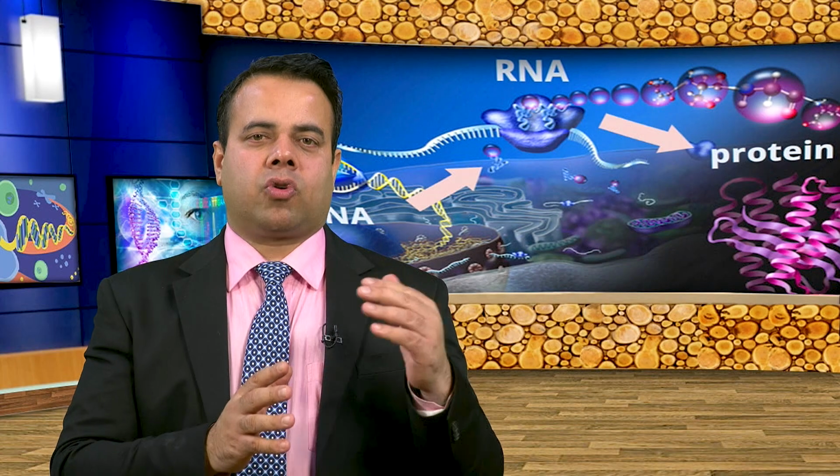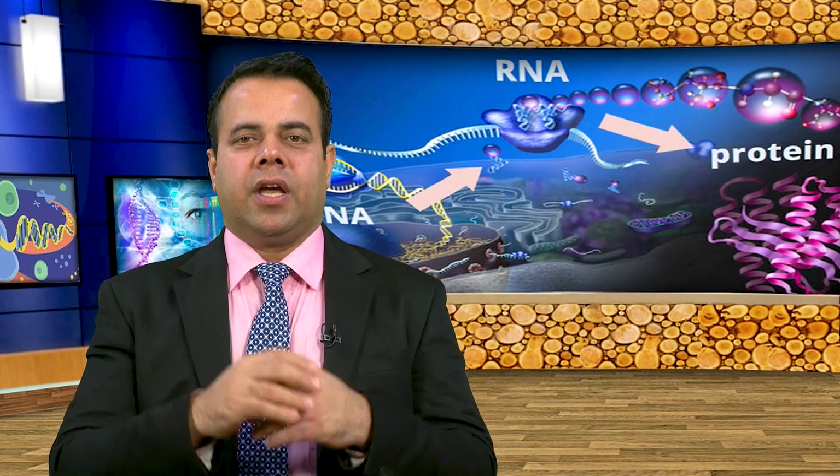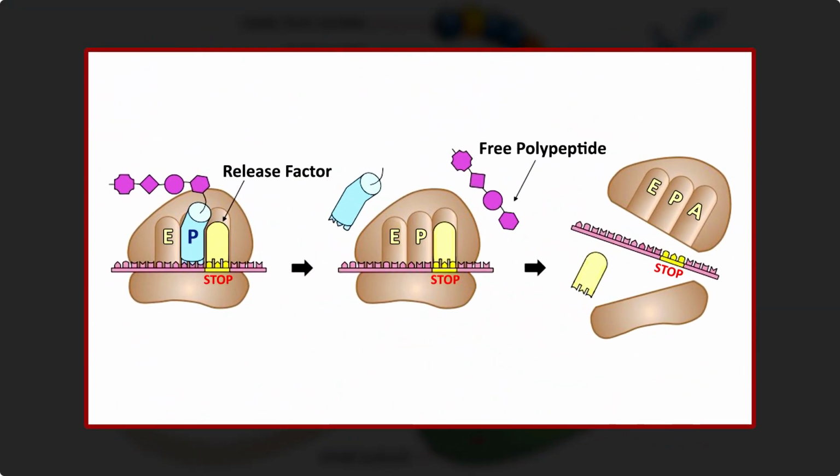The release factors cause the peptidyl transferase activity to transfer the polypeptide to a water molecule instead of amino acyl tRNA, effectively cleaving the bond between the polypeptide and tRNA in the P site. The free polypeptide now leaves the ribosome, followed by the mRNA and free tRNA, and the ribosome dissociates into 30S and 50S subunits, ready to start translation again.